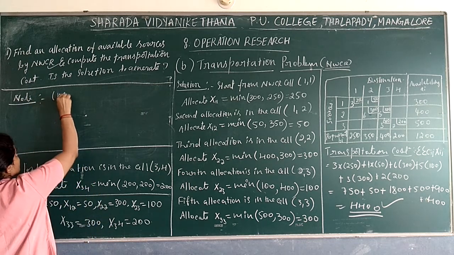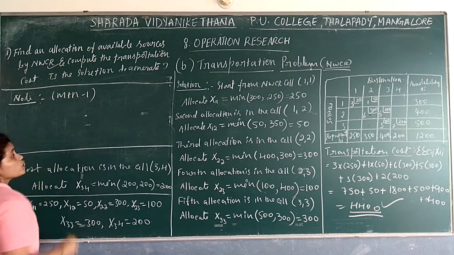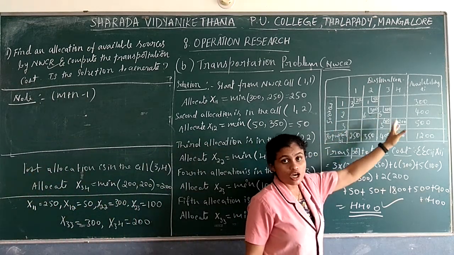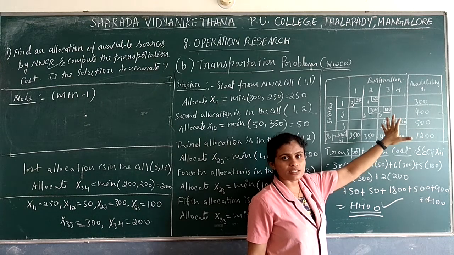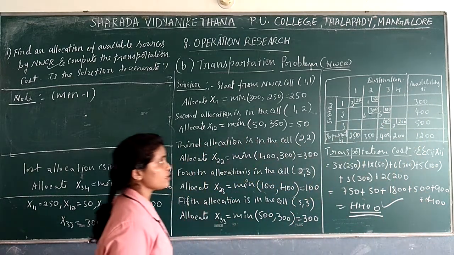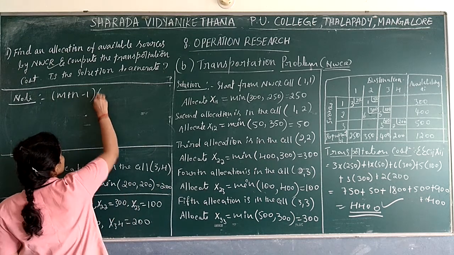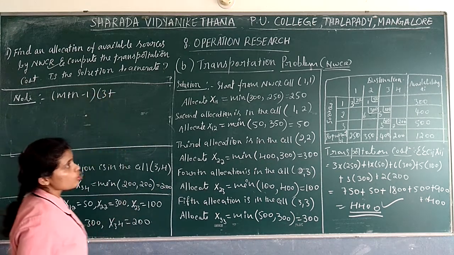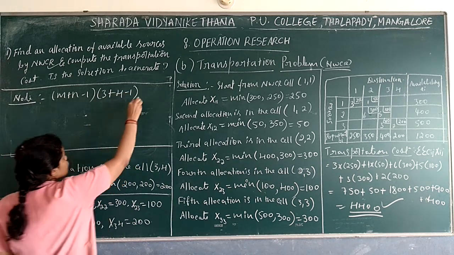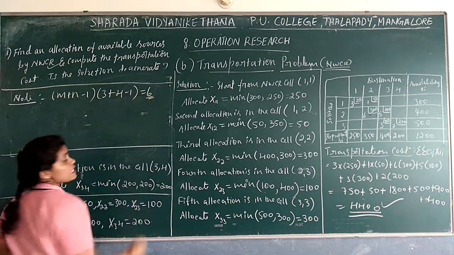Now, m plus n minus 1. What is m? M is nothing but sources. You can understand it as m is rows, n is columns. How many sources or how many rows are there? There are 3 rows plus how many columns? 4 columns, minus 1. You will get 6.